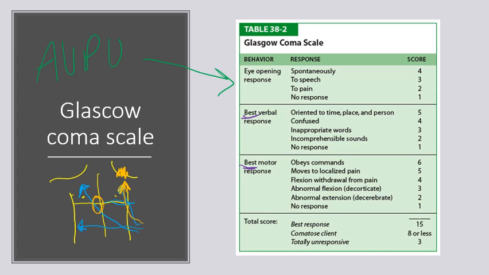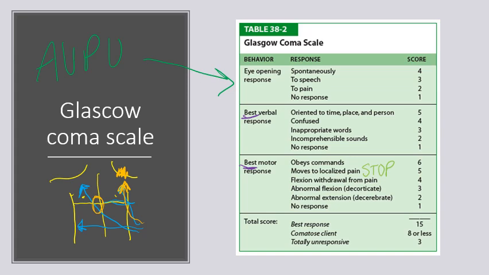So when obeying commands, they kind of know what's going on. Moves to localize pain means that they're trying to stop you from doing what you're doing. And flexion withdrawal means that they're trying to get away from you because it hurts, but they don't have the ability to localize the pain and try to stop you.